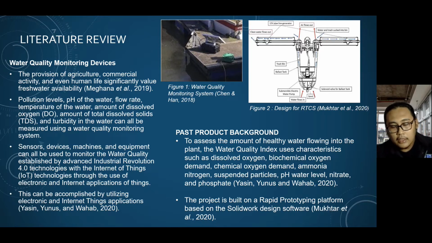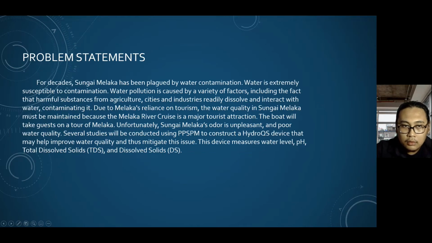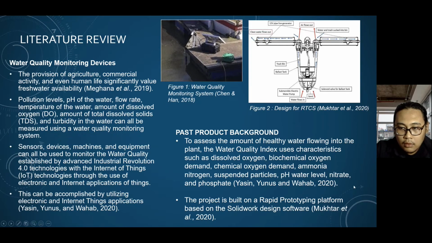Okay, the next topic is about past product breakdown. To assess the amount of healthy water flowing into the plant, the water quality index uses characteristics such as dissolved oxygen, biochemical oxygen demand, chemical oxygen demand, ammonia nitrogen, suspended particles, pH, water level, nitrate, and phosphate. The project is built on a rapid prototyping platform based on SolidWorks design software. Figure 2 shows the design for RTCS.